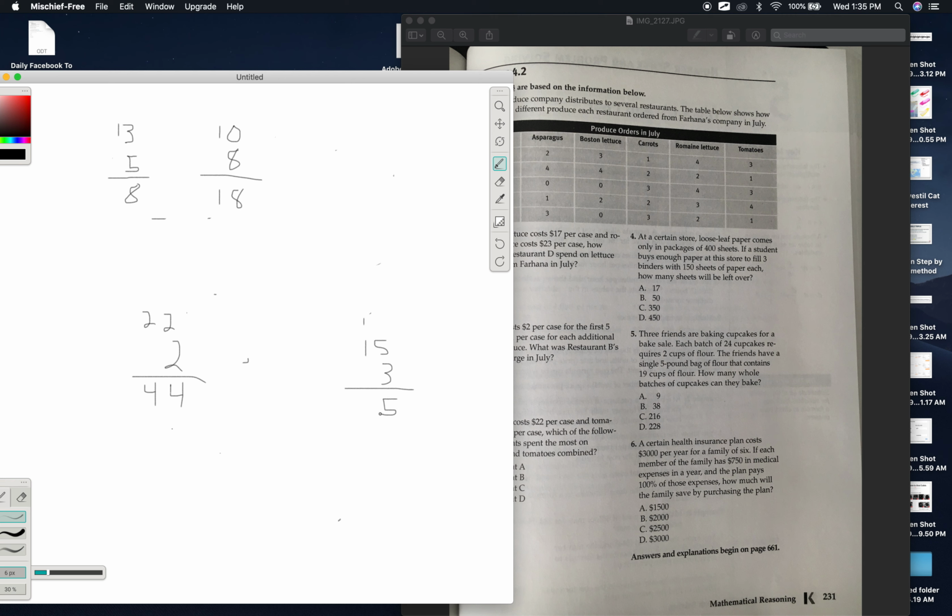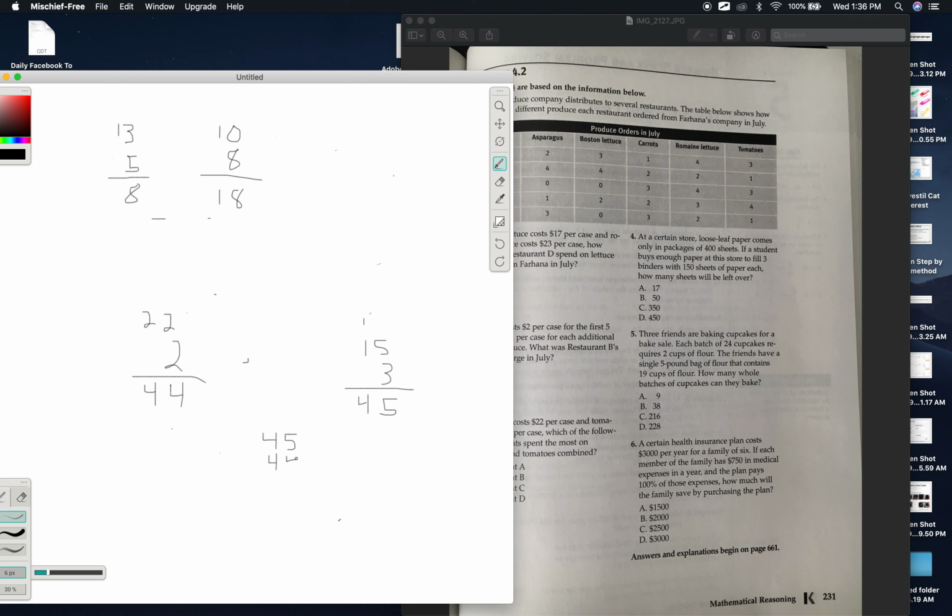So basically we need to add these two together, the asparagus plus the tomatoes. Okay. See how much they actually spent. 45 plus 44. I'm only going to add this one up for you guys, but you can do the other ones as well if you need. 4 plus 5 is 9. 4 plus 4 is 8. So Restaurant A spent $89 on asparagus and tomatoes.